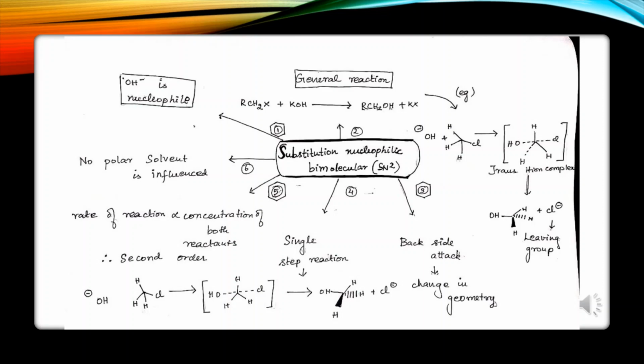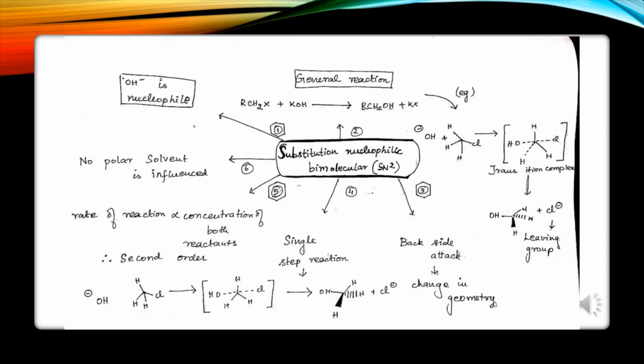I have given an example for this SN2 reaction. You may see the compound which is covered by a square bracket. It is a transition complex, which is an unstable compound. Here the Cl minus is the leaving group. The nucleophile attacks at the back side of the compound. Therefore there is a change in geometry. It is a single step reaction.